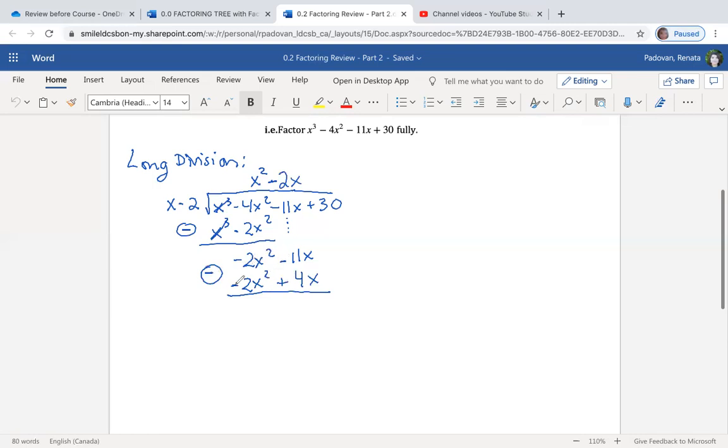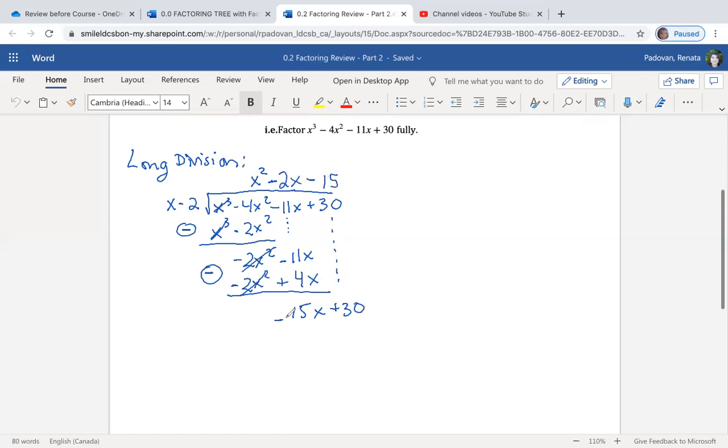So negative 2x squared plus 2x squared cancel out, and negative 11 minus positive 4, negative 11 minus 4, gives me negative 15x. And I bring down my 30, positive 30. And I start again. X multiplied by what will give me negative 15x, or negative 15x divided by x, would give me negative 15.